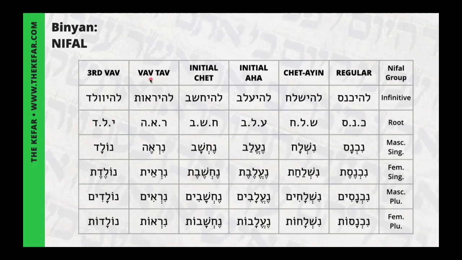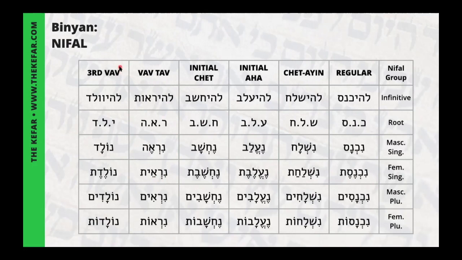We have vav tav, and these are nifal verbs where the infinitive ends in a vav and a tav. And so to find the shoresh, we change that vav tav into a hey, and it sounds like nir'eh, nir'et, nir'im, and nir'ot. And remember that usually in the other binyanim that we've covered, vav tav verbs will usually end in e for the masculine and then a for the feminine, but that's not the case when it comes to nifal vav tav verbs. Okay, so nir'eh, we have that e for the masculine, but for the feminine, it's not a, it's nir'et.